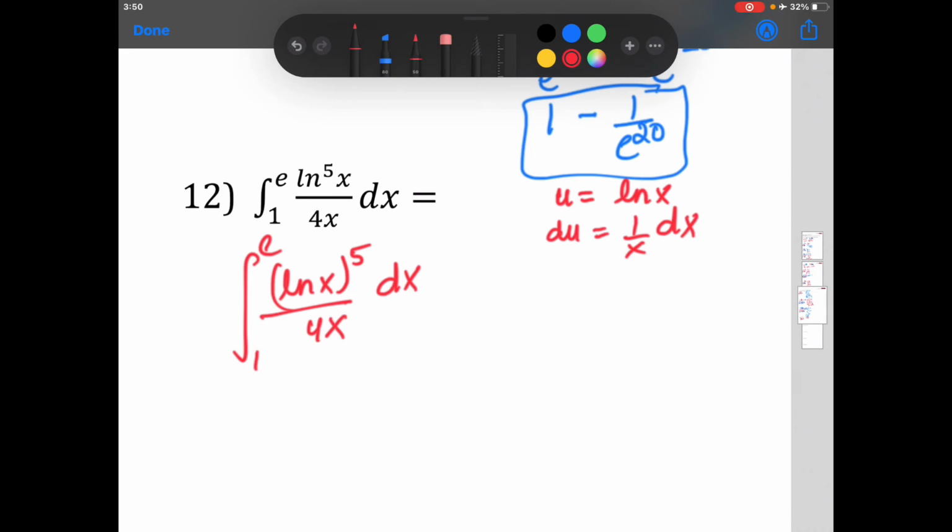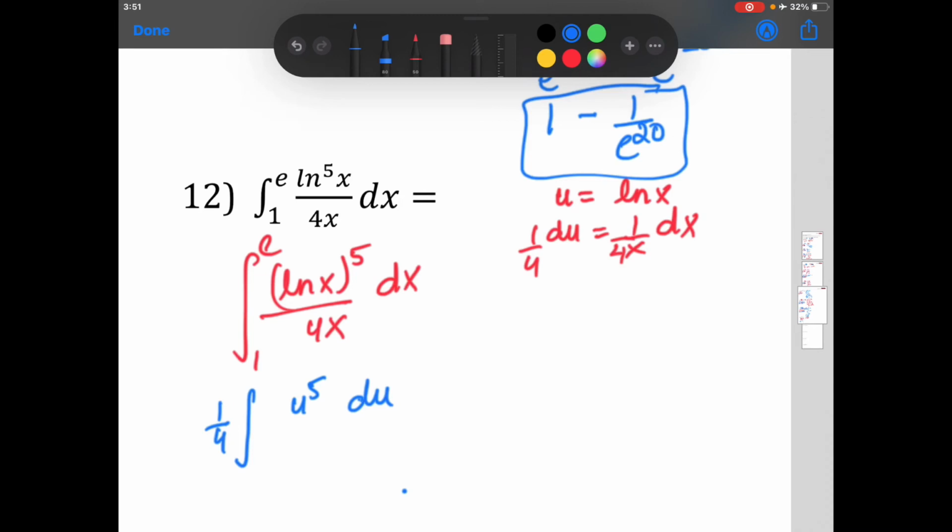So again, I have 1 over x dx. I have that extra 4. So I'm going to actually multiply by what? If I multiply by 4, actually 1/4, not 4, 1/4, because I want the 4 in the denominator. So 1 over 4x dx will get replaced by 1 over 4 du. So let's do that. I'm going to set up my integral. We'll do the bounds in a bit. So I'm going to pull out the 1/4. ln of x is u to the 5th, and dx over x is going to get replaced by du.